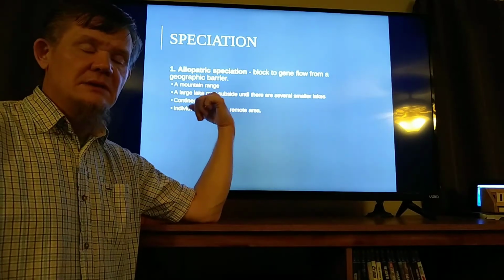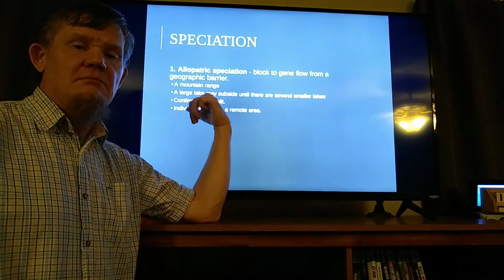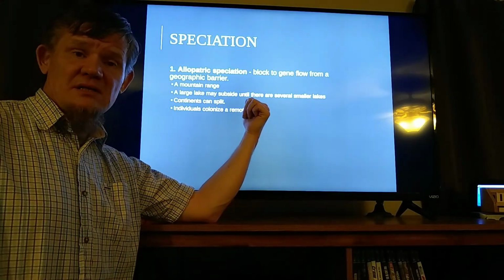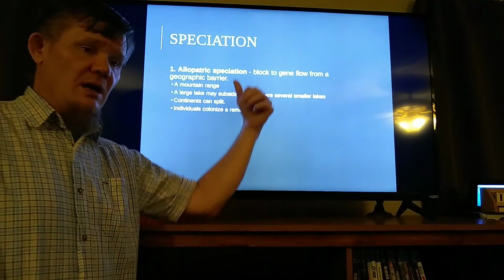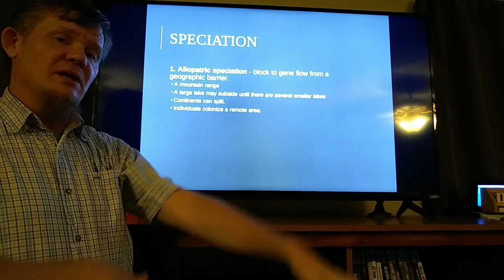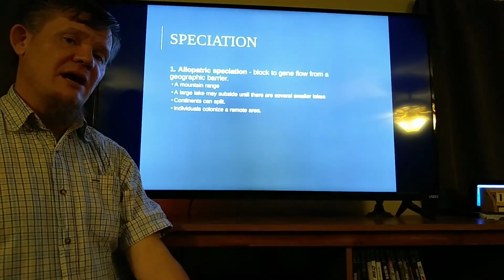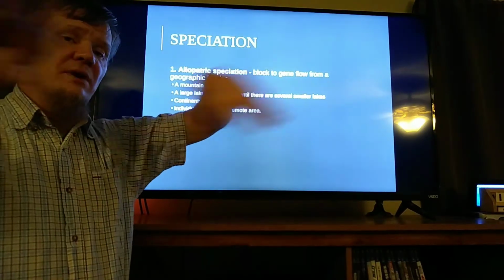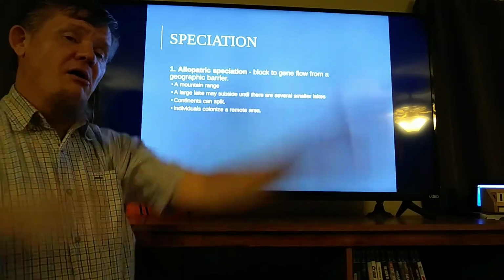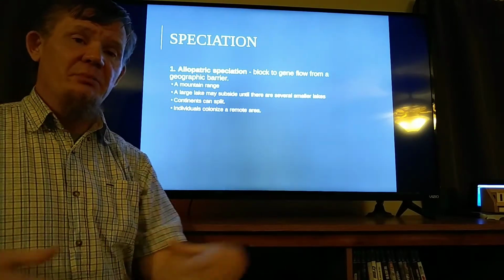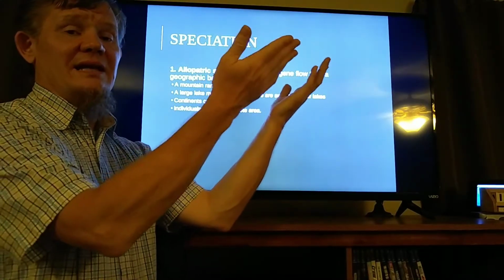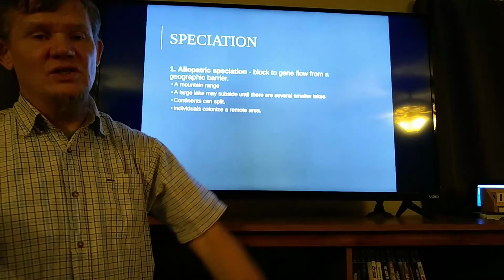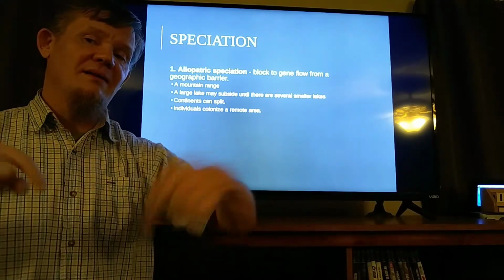As we said, a mountain range can separate them. A large lake can subside. We talked about this a couple videos ago. A big lake subsides, and when it does, the water level goes down, and now this one large lake where all these fish were able to swim around and interbreed, all of the fish are now isolated in little ponds because the level of the lake sunk, and now there's just a few isolated ponds that still have fish in them, and the fish aren't able to move between the ponds anymore.